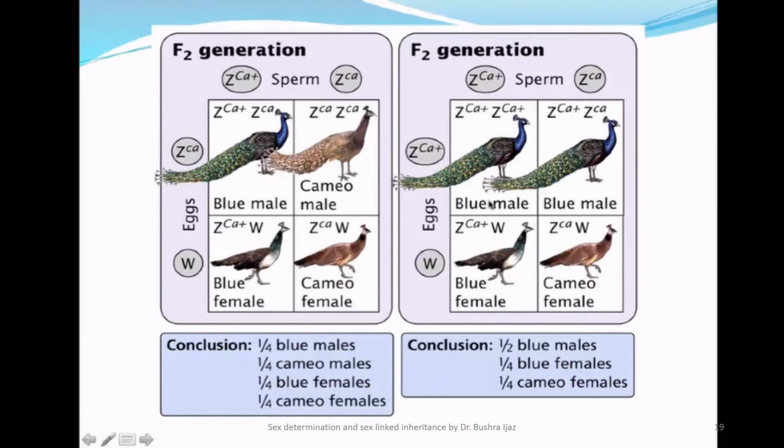And then in the F2 generation, we actually have a 2 to 1 to 1 ratio. So we've got 50% of the offspring that are going to be blue males, 25% that are going to be blue females, and 25% that are going to be cameo females. Just keep in mind that the big letter Z here refers to the sex chromosome, and the small superscript letter refers to the version of the allele for the color gene that these individuals have.